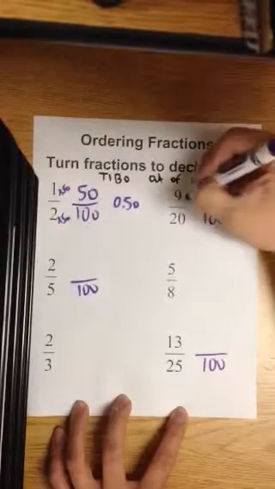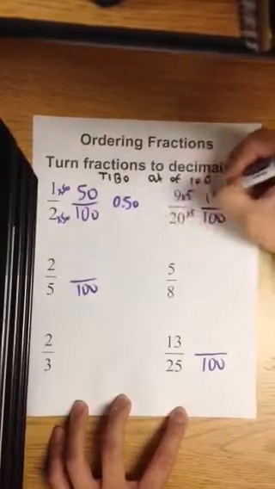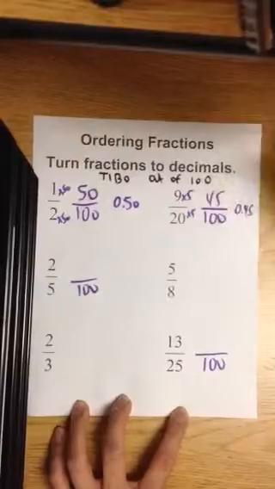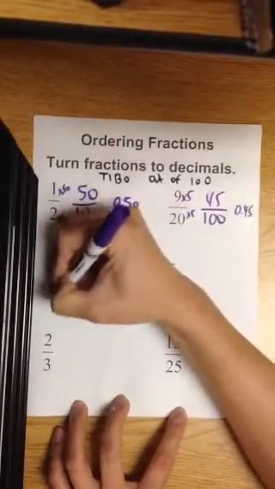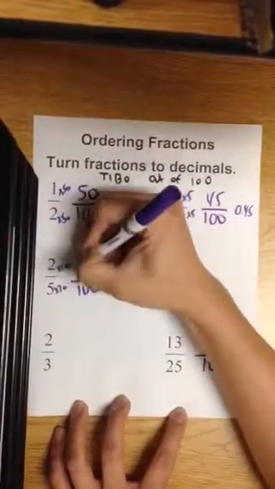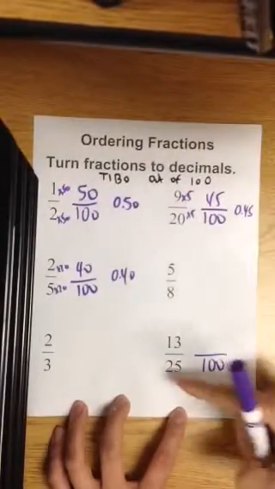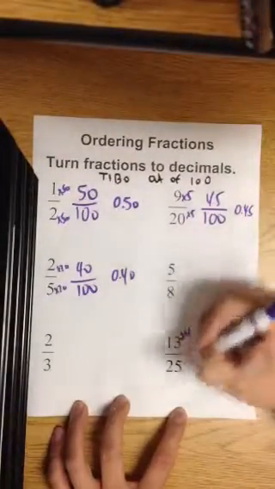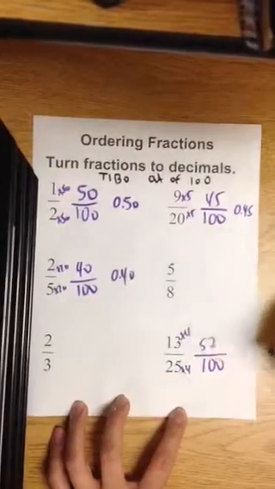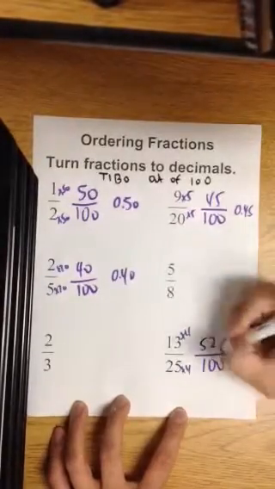Can this go into 100? Yes, times 5. That's 45 hundredths, or 0 and 45 hundredths. Can this go into 100? Times 20 is 40 hundredths, or 0 and 40 hundredths. Can 25 go into 100? Times 4, it's 52 hundredths, or 0 and 52 hundredths.